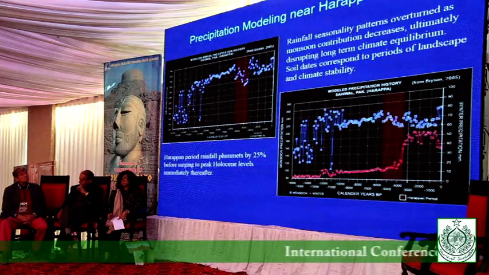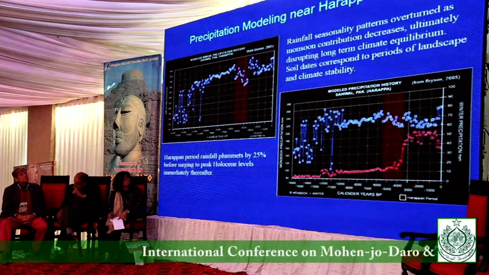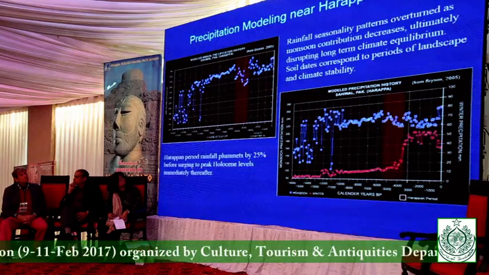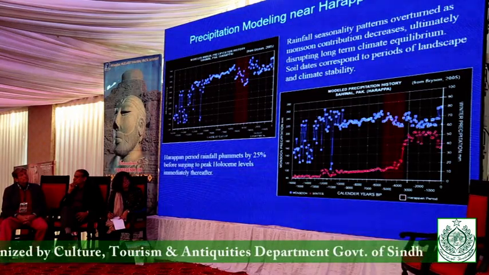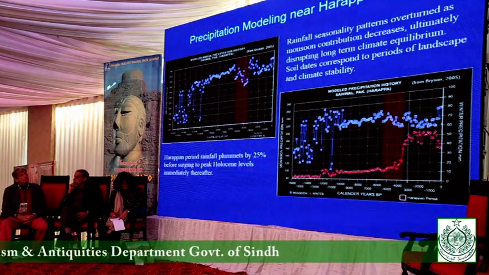Rainfall seasonality patterns overturned. Monsoon contribution decreased over the course of time, ultimately disrupting climate equilibrium, and the soil dates confirmed and corroborated some of these trends.